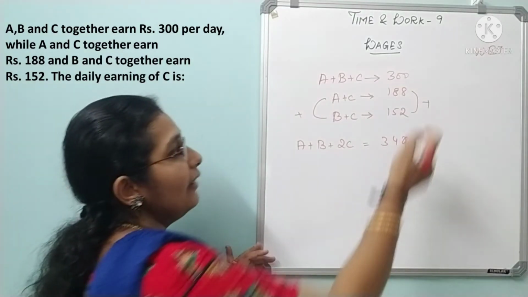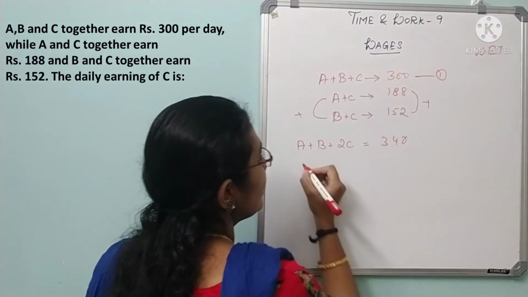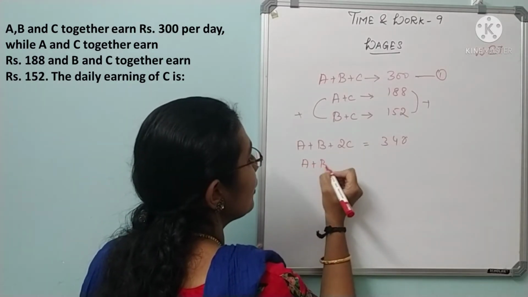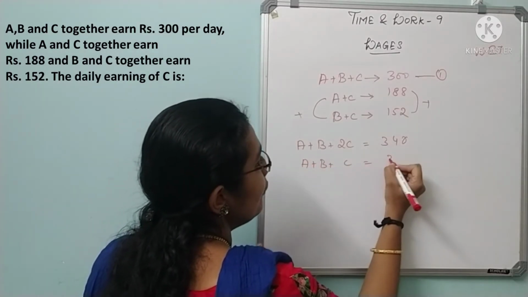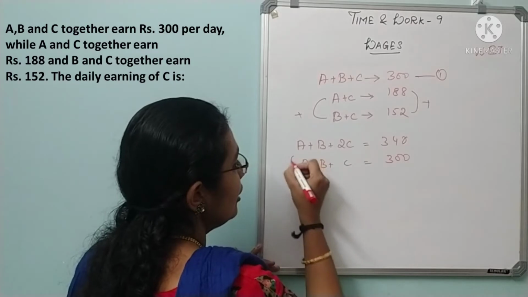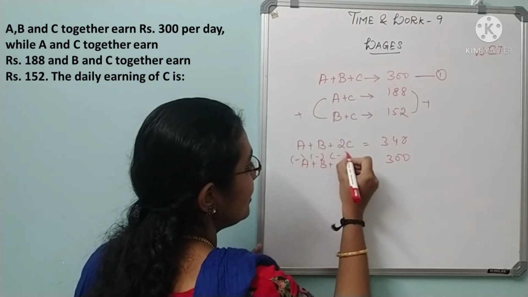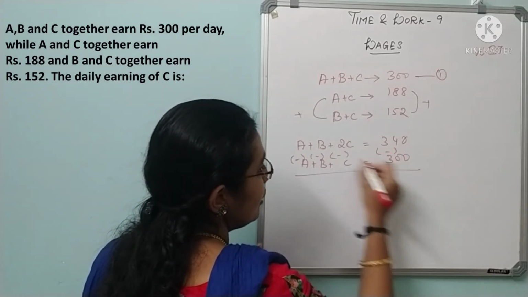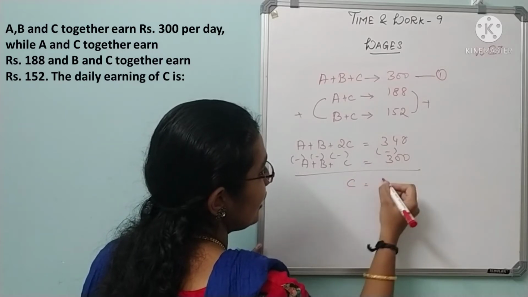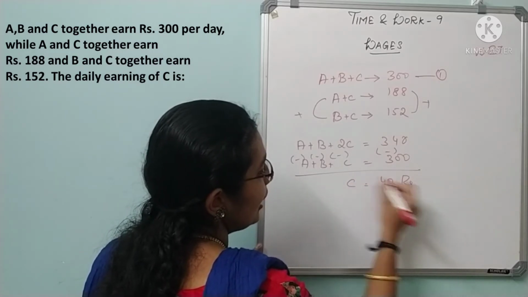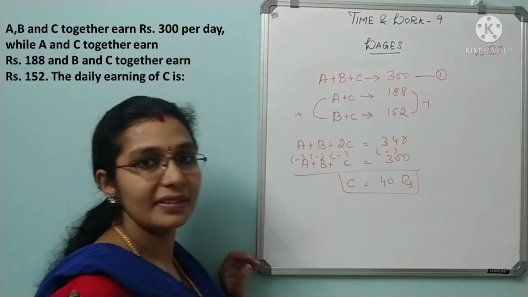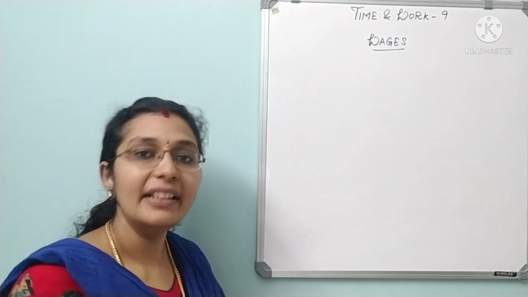Clear? And the first equation, write it here. When you solve this, you will get C, right? So minus, minus. 2C minus C is C, which is equal to 40. So the daily earning of C is 40 rupees. Very easy, right? See the next question.